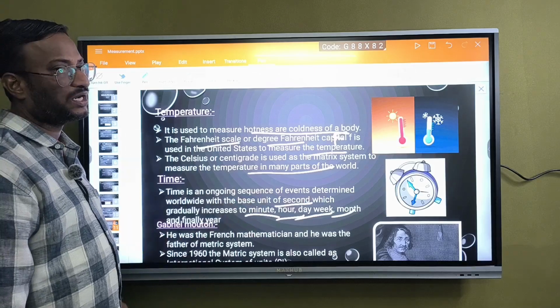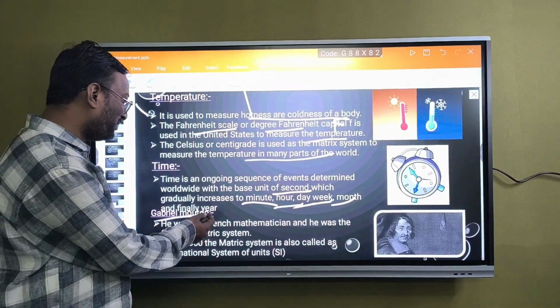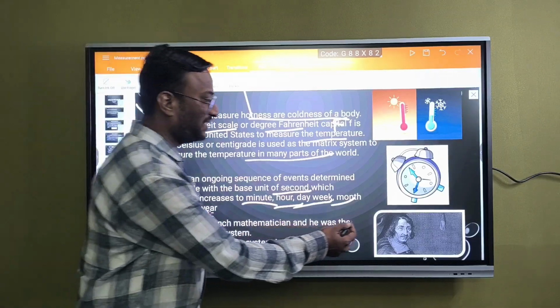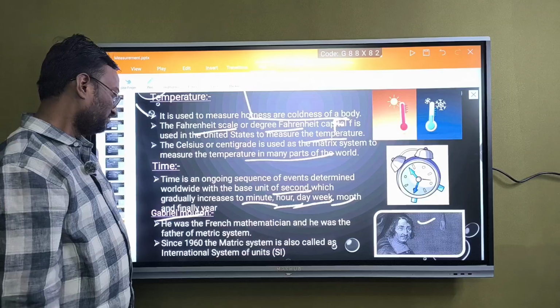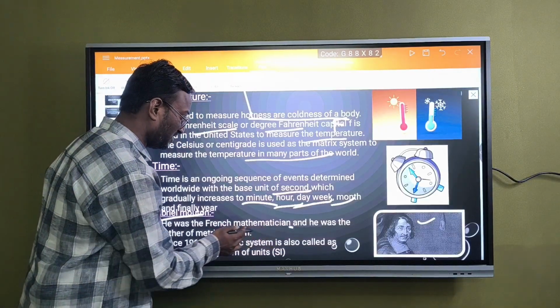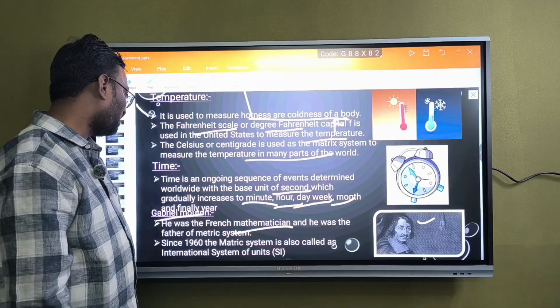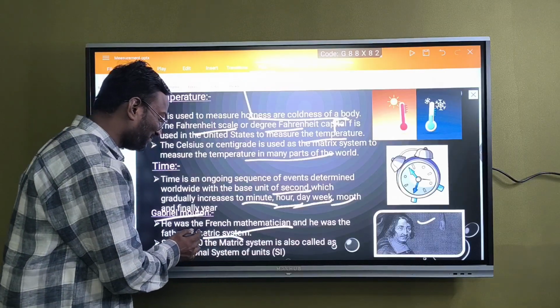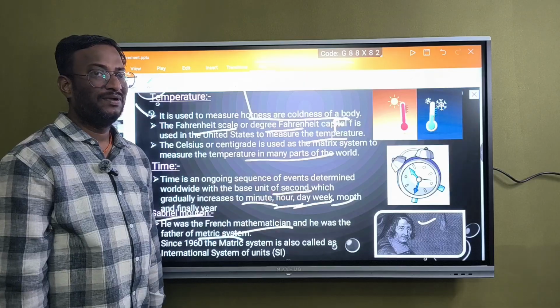These things we are going to learn in our future. The next topic is Gabriel Mount. It is the name of the scientist, and he is the person, right? Gabriel Mount. He was the French mathematician, and he was the father of the metric system. So this is very important, children. Who is the father of the metric system?